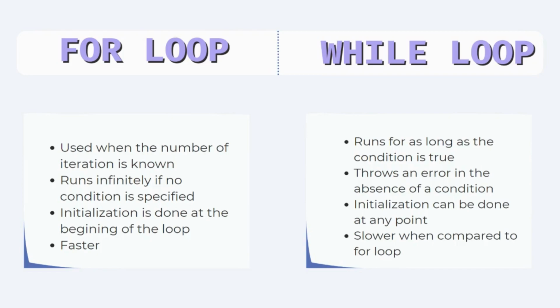Okay. Then a while loop runs infinitely if no condition is specified. So if there is no condition, then it will keep running. The for loop throws an error if there is no condition, because that's the key thing it actually works with. Okay. Initialization in your for loop is done at the beginning of the loop. We'll see that when we get to the practical session. While in your while loop, you can initialize at any point in your code. Okay. Then the for loop is said to be faster than the while loop, especially when used with the range function. So we'll see that as we go on.